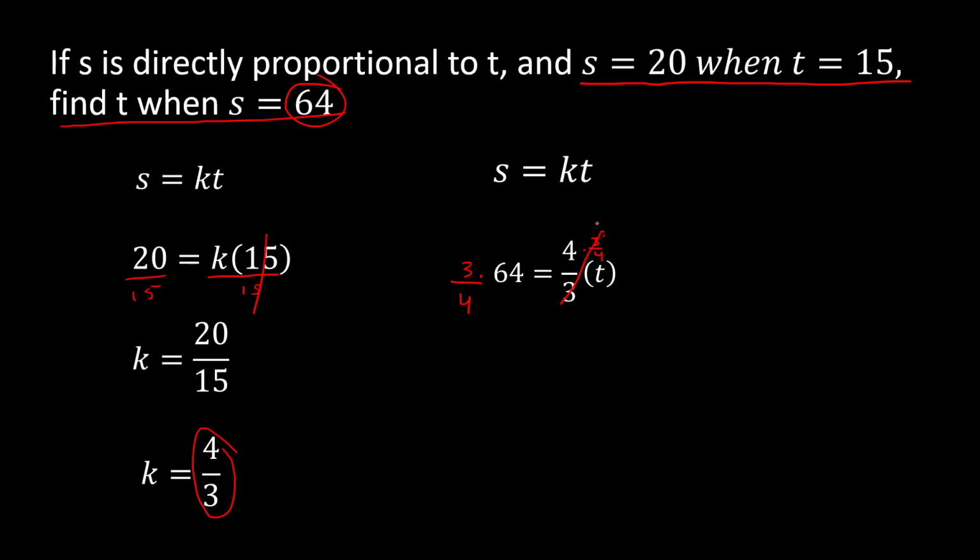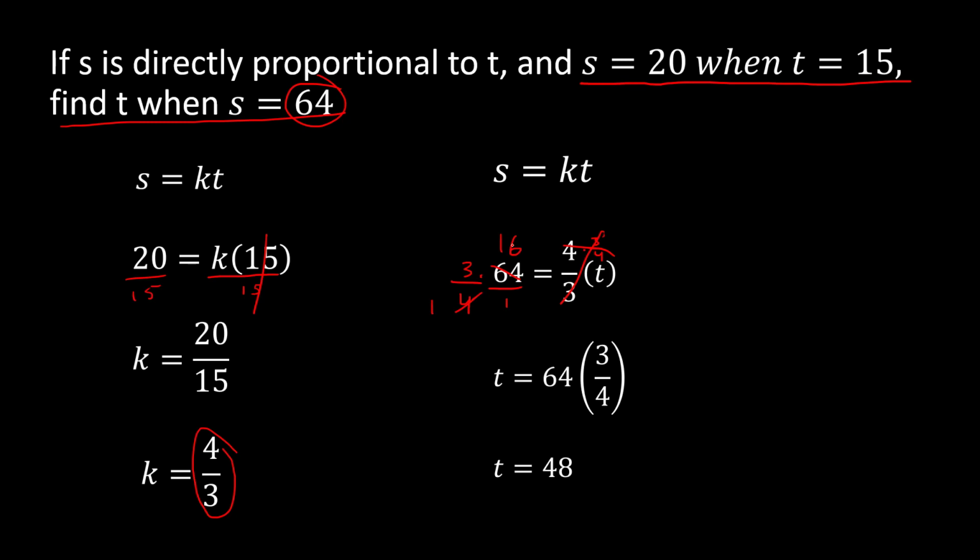This 3/4 and 4/3 will cancel. 3/4 times 64, or 64 over 1. This can reduce, get 16 over 1. 3 times 16 would be 48. So my solution would be t equals 48.